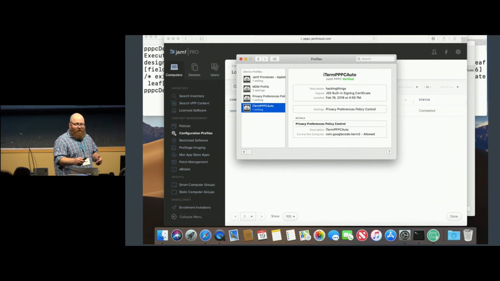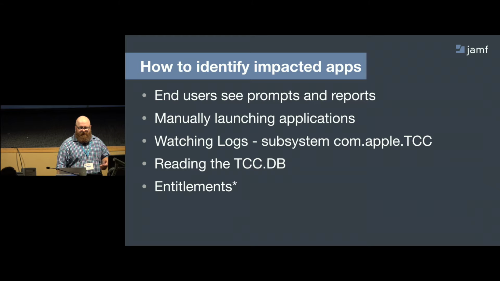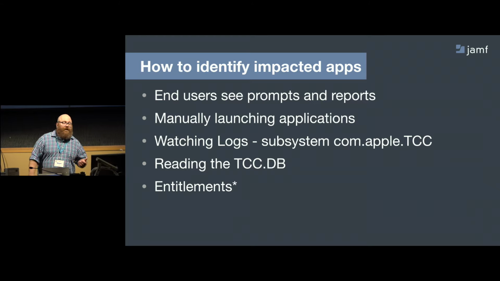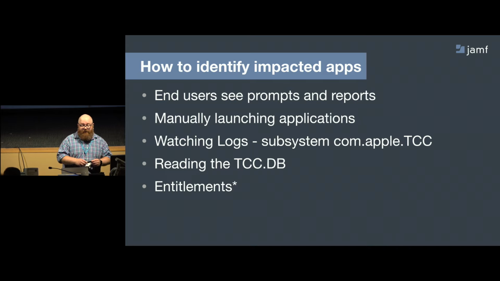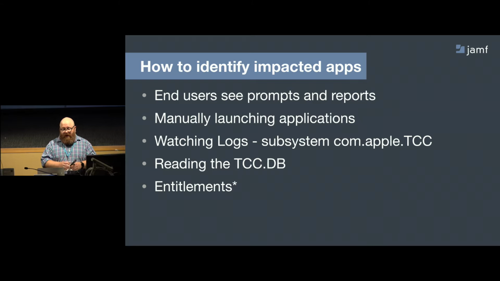Cool. So how do I actually identify the impacted apps? I can wait till my end users tell me. Probably not the most proactive way to deal with it. I can manually launch all the applications in my environment, watch all the logs, and look for a specific value in there to kind of grep or pull out the values for this subsystem for com.apple.tcc. I can read the TCC database to see what my end users had previously chosen. And I can look at entitlements.